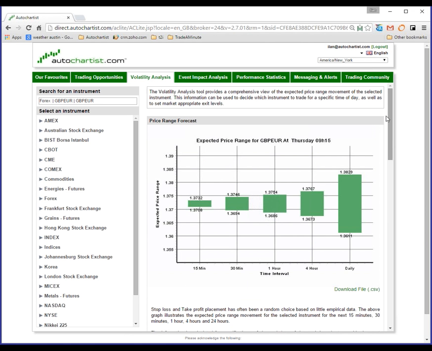Of course, Autochartist gives you a more specific range for right now, what to expect right now. For the next 1 hour, from the beginning of the hour, from 9 a.m. New York, when this graph was produced, the expected price range would be between 136.86 and 137.54, and for the next 4 hours, 136.73 and 137.67. So it gives you an idea of where to set your stop losses and take profits.